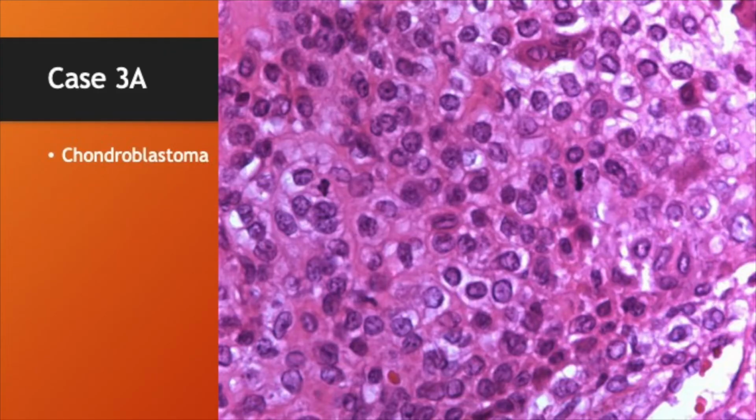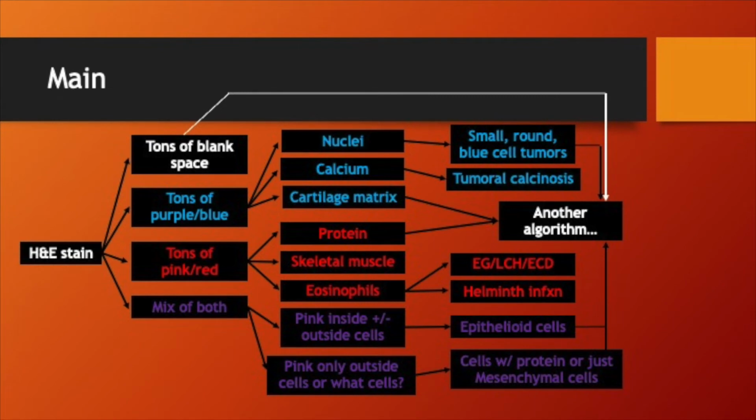But again, let's go through a different algorithm. So we have a chondroblastoma here. We went down the small round blue cell tumor algorithm, but let's pick a different one. So now when you look at this, you might say, well, there's a ton of pink and blue, and you're not wrong. So let's go down that algorithm. So again, we're asking those questions on this main algorithm. We have a mixture of both. We have pink and blue. So this could fall in that. So now let's go through that.